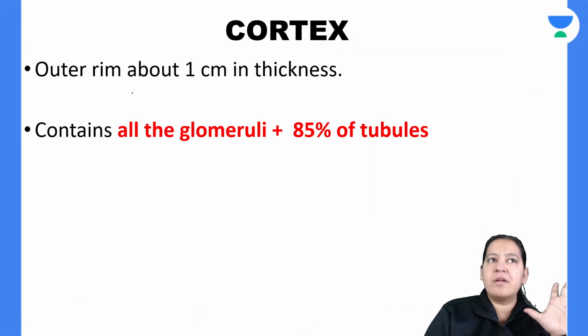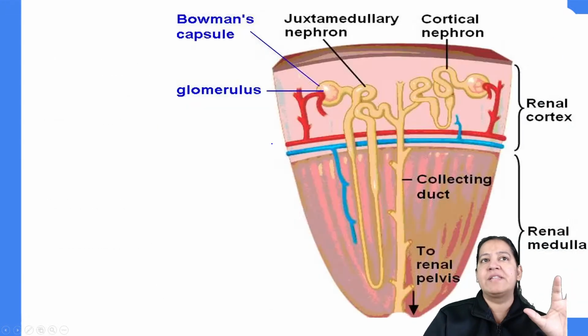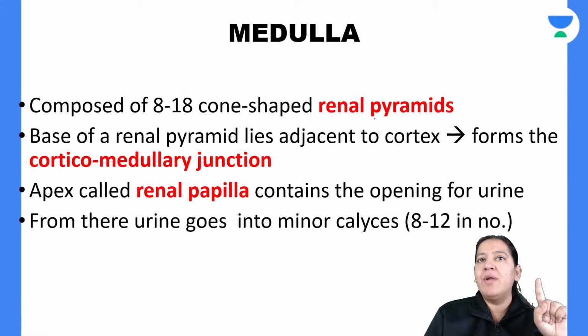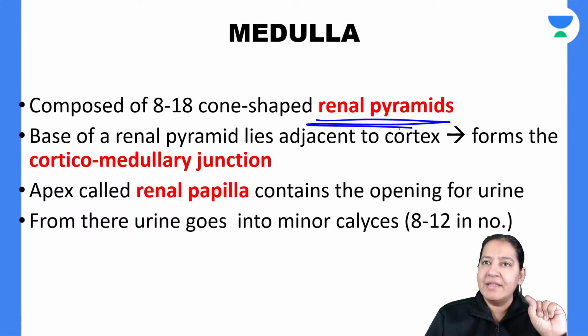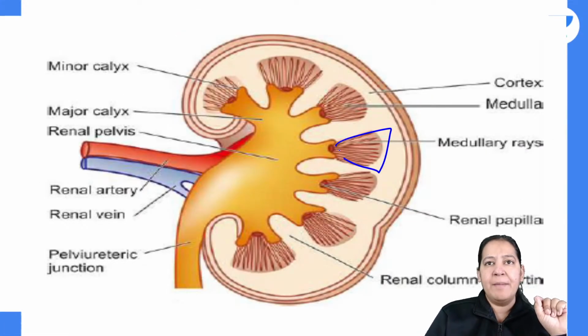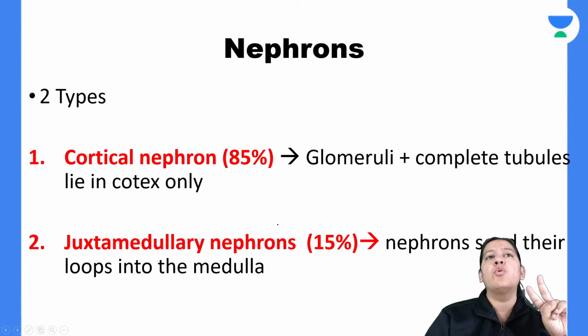So cortex is the outer rim. It contains all the glomeruli. What about tubules? I will tell you. And medulla contains multiple pyramids. And the tip of the pyramid is known as papilla. So all the urine from the pyramid getting collected in the pyramid will enter the pelvis via papilla, right? Now understand there are 2 types of nephron.